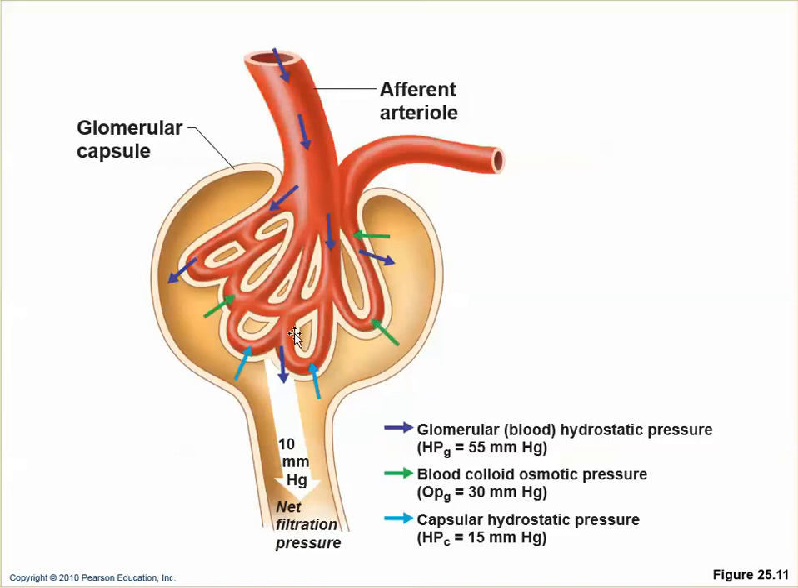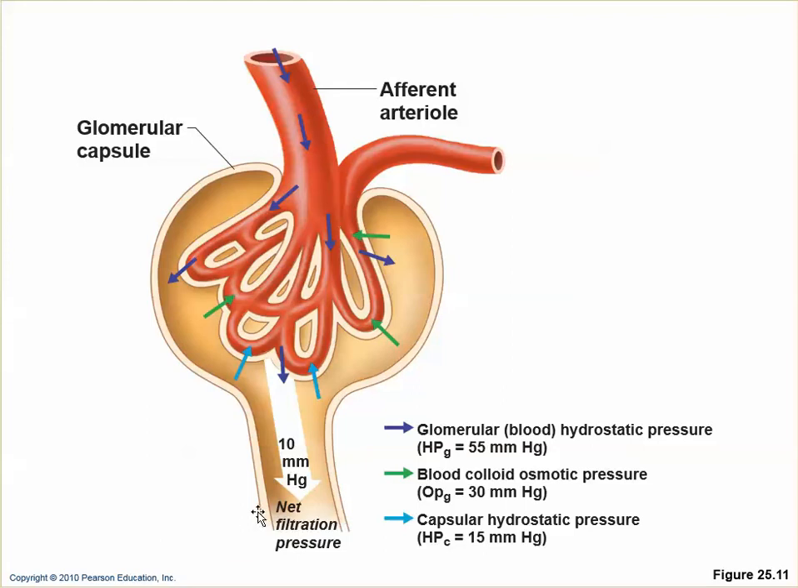So it's basically 55 pushing out, 15 pushing back, and 30 sucking back by osmosis, so that we end up with a net filtration pressure of about 10.